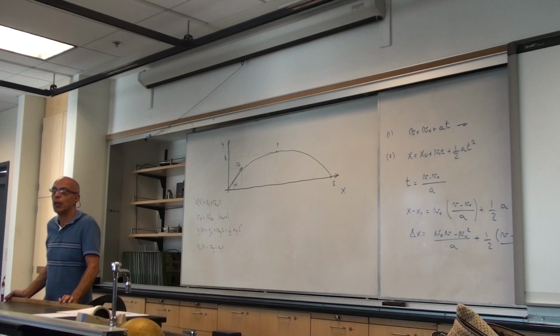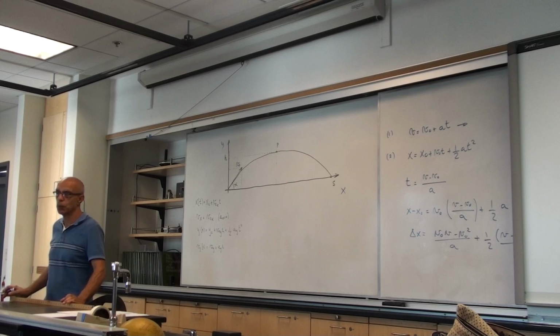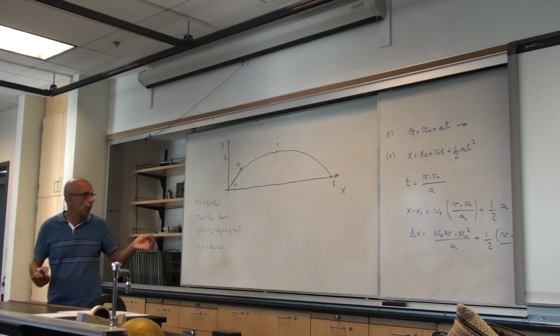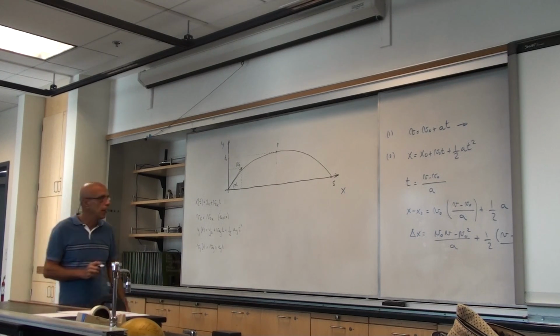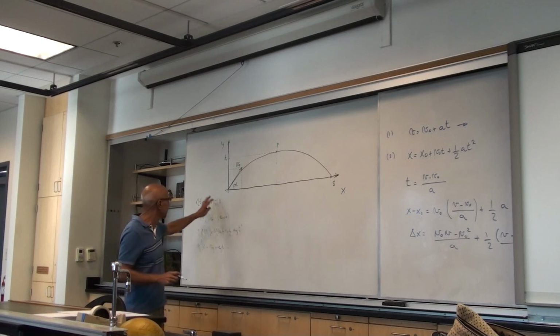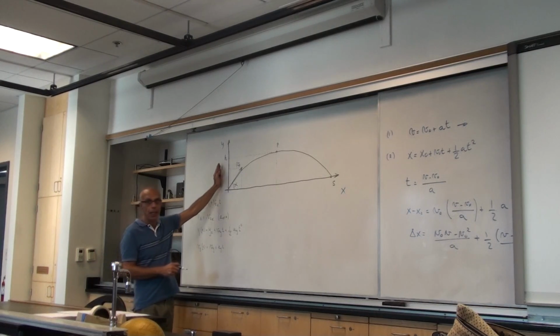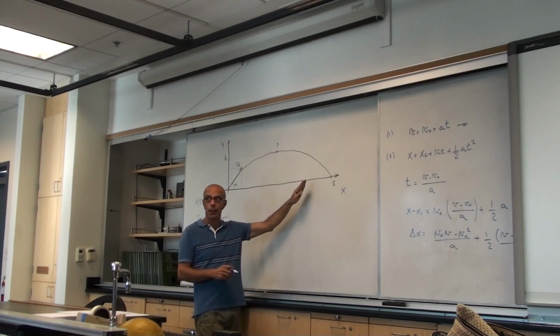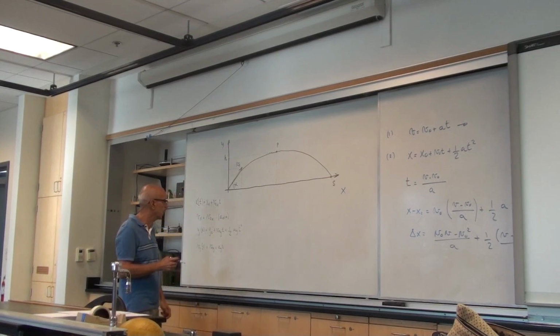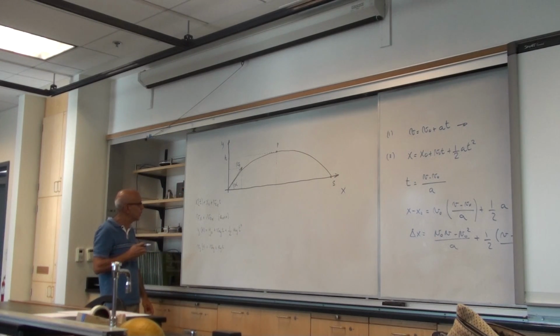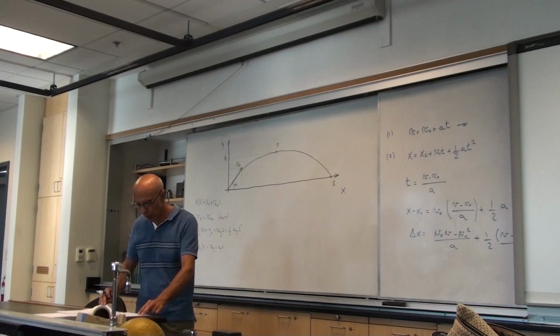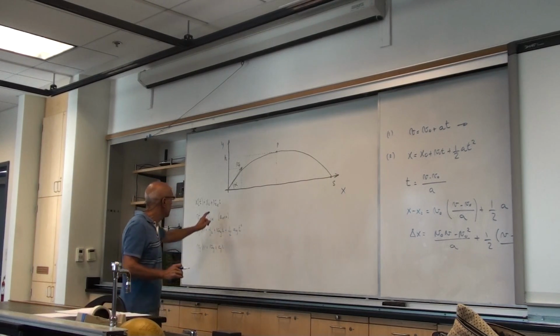A parabola is described by a quadratic equation, right? So that's what I want to try to show you now, that by solving this, in terms of x and y, we're going to get a parabola. So the first step here is going to be to calculate the time.